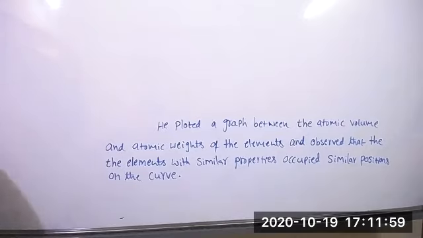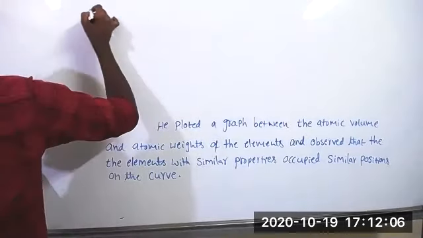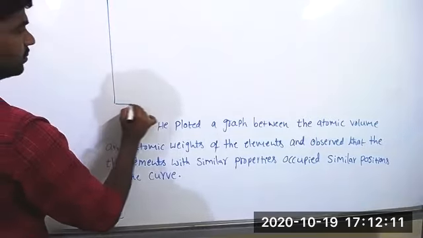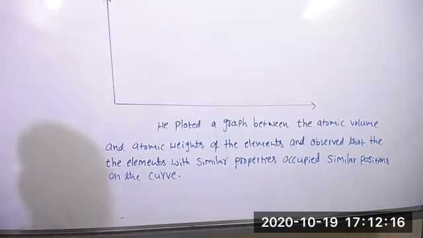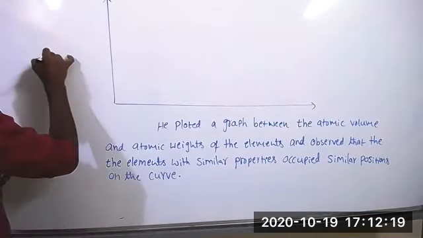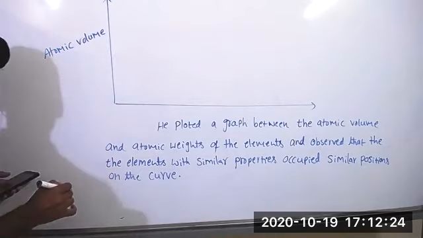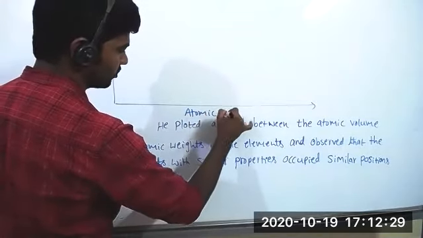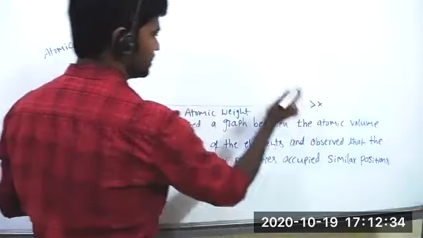So all of you draw this graph, somewhat bigger, otherwise you will get some confusion. On the y-axis, atomic volume. On the x-axis, atomic weight.